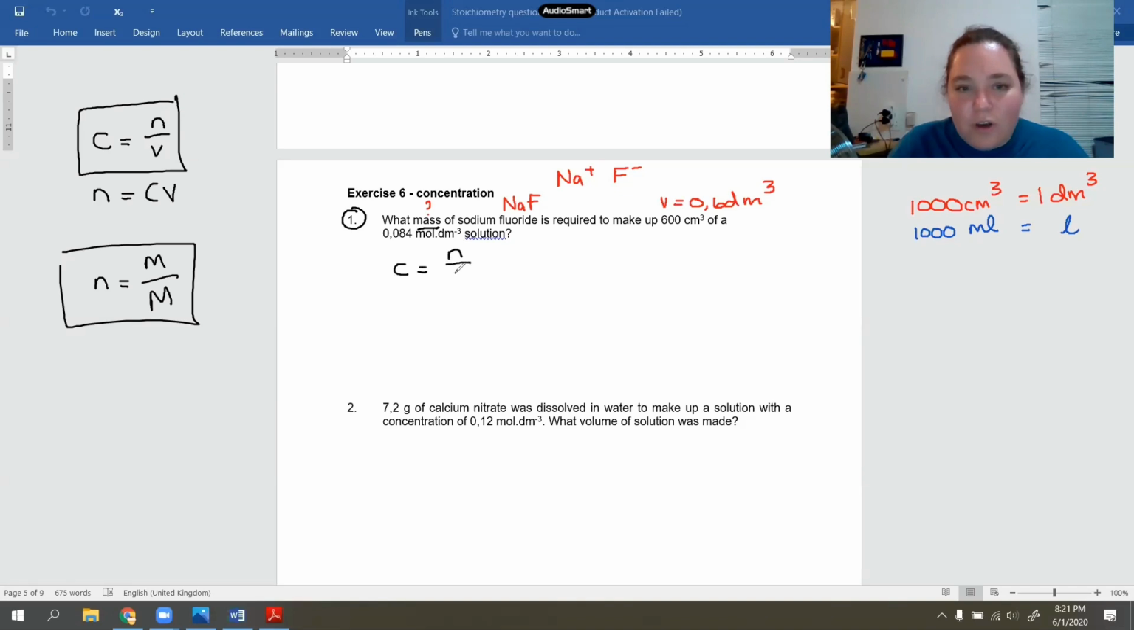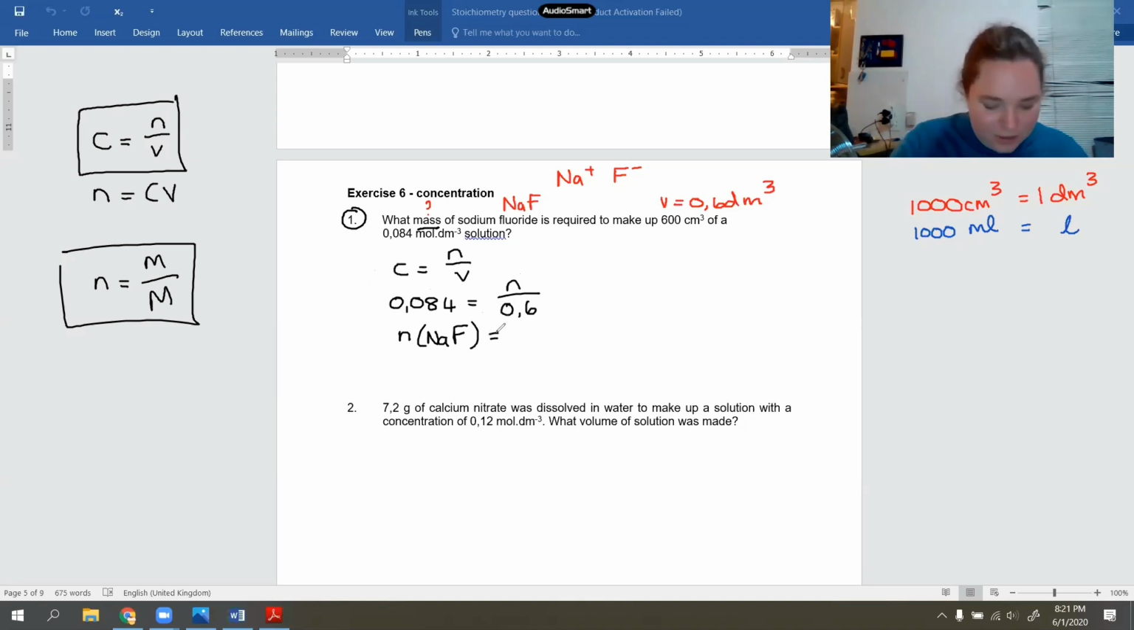Concentration is number of moles over volume. You can rearrange it, but I prefer to leave it in this order and substitute in. So 0.084 is equal to number of moles divided by 0.6. So my number of moles of sodium fluoride is going to be 0.084 times 0.6, which gives me an answer of 0.0504 moles. But the question that I needed to find here was what is the mass?